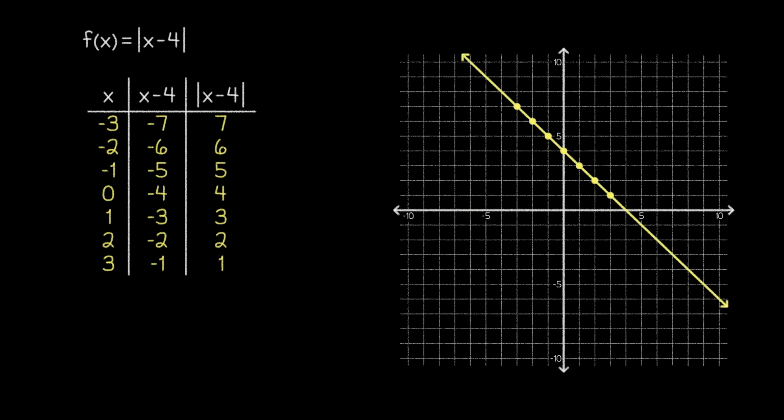But hold on, isn't the graph of an absolute value function supposed to be a V shape? It sure is. But unfortunately, the inputs that we chose didn't show us enough of the graph to see where the V shape occurs. So let's extend our table of values and continue plugging in new inputs.